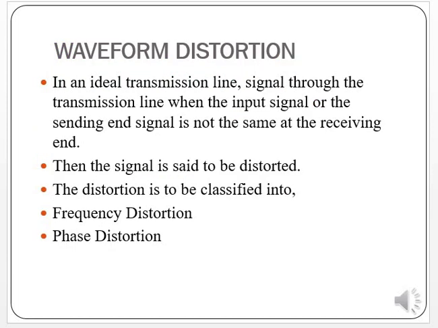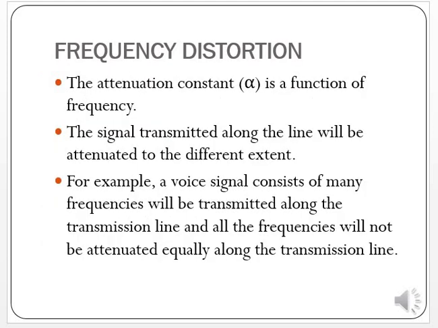Waveform distortion. In an ideal transmission line, when the input signal or the sending end signal is not the same at the receiving end, then the signal is said to be distorted. The distortion is classified into two types: frequency distortion, and delay or phase distortion.